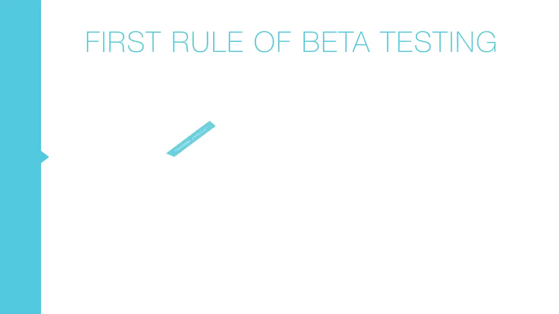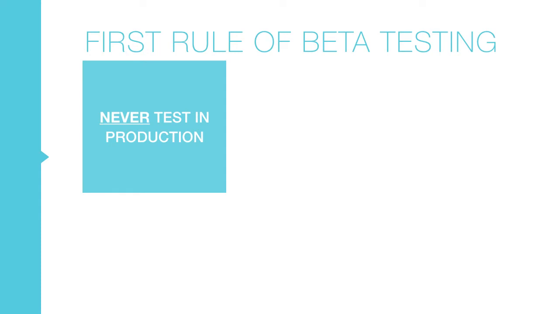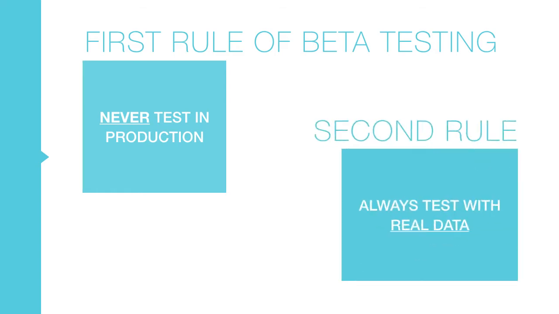So, first rule of beta testing, never test in production. No matter how small your production is or how tempted you are or how well other people say the beta is, never test in production. Second rule of beta testing is always test with real data. Now those two things may seem in conflict and they're not. We build an isolated copy of our production data and we use that for testing.